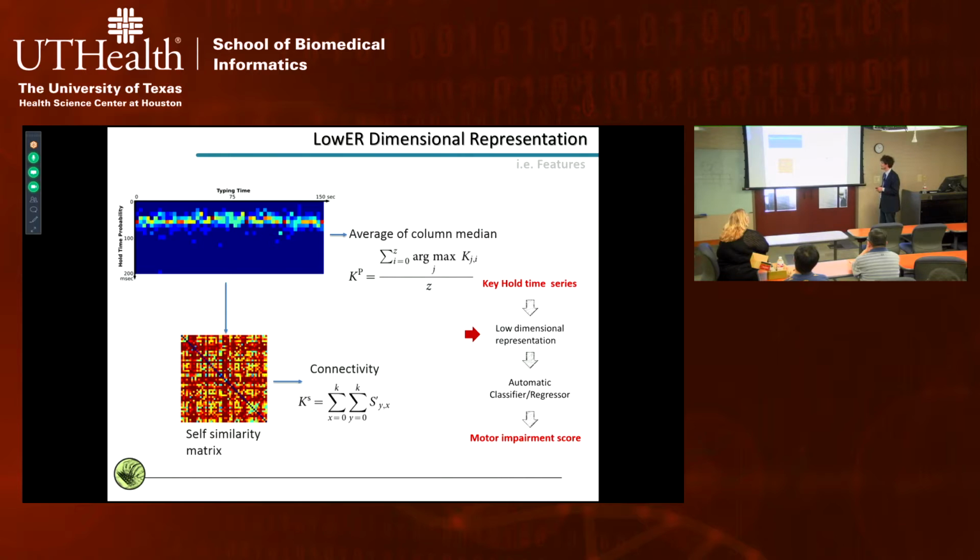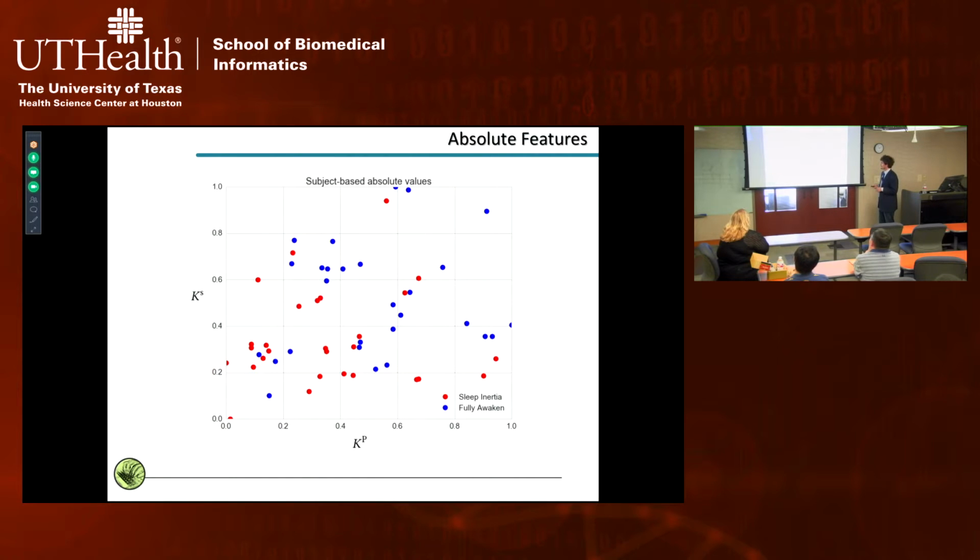I won't go too much into details, but essentially there are two features. One is the average of the column medians, and the other is a measure of connectivity, where connectivity is measured with a matrix that measures the distance between all the different columns, so all the relationships. So we build essentially a network across all of it. If we plot the two features with the absolute value, we have in red the sleep inertia and in blue the fully awakened. We sort of see something, but we're not very excited about that.